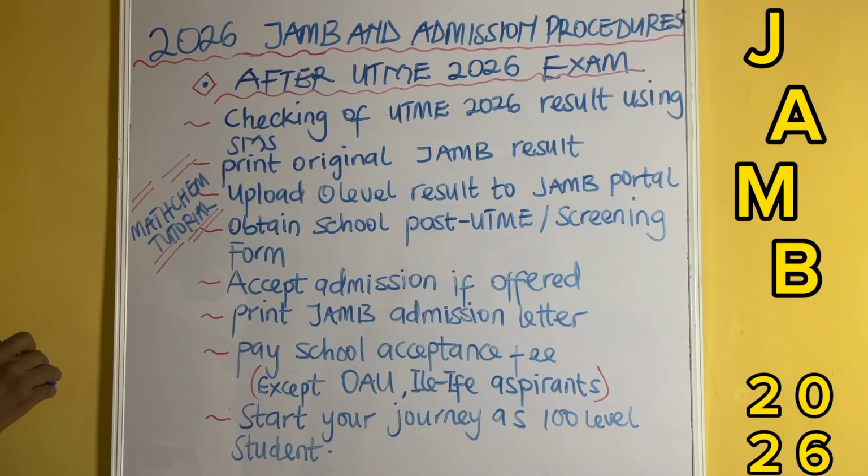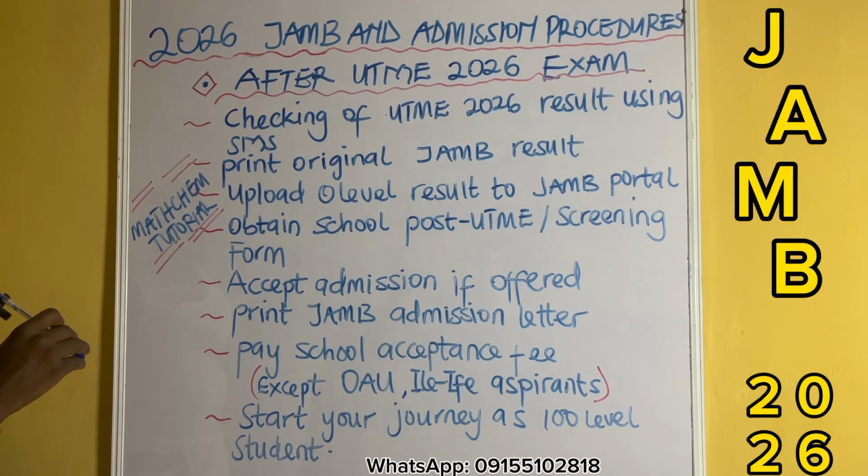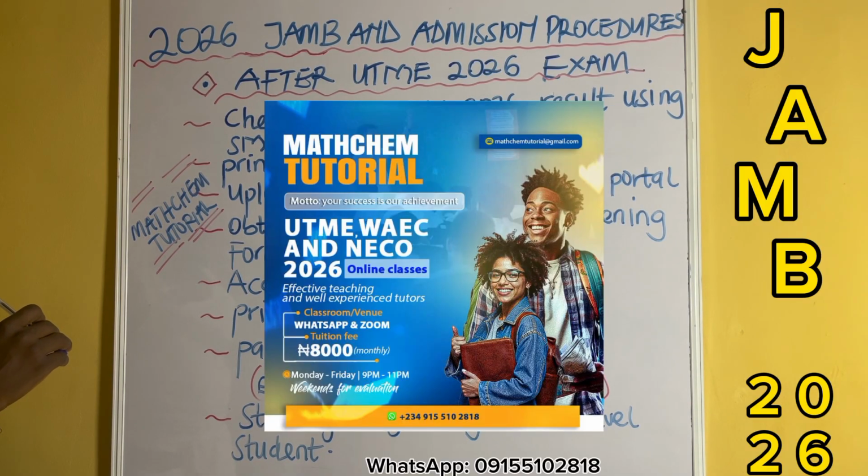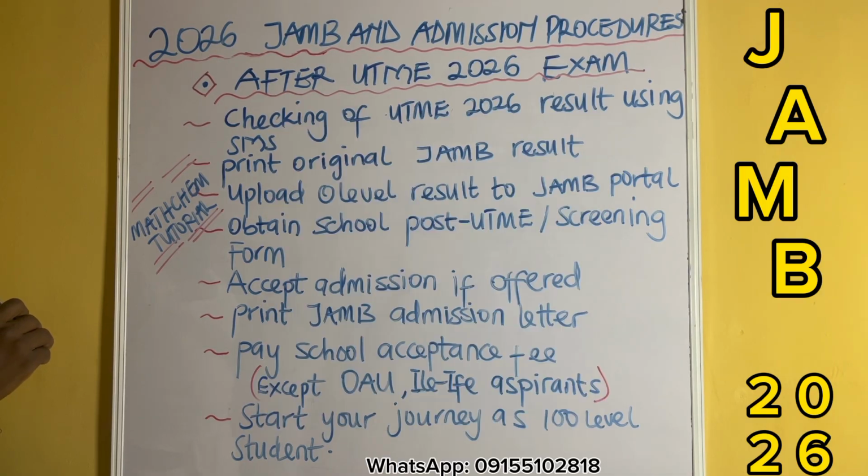After that, the third step is to upload your O-level results. When I'm talking about O-level, I'm referring to your WAEC, your NECO, your NABTEB, and even your A-level for those who are direct entry aspirants. So your A-level, such as JUPEB, IJMB, Cambridge, your ND, HND, and your BSc results, to your JAMB portal. This number 3 is a very important step that you must take note of. If you didn't do it, then forget about admission for the 2026 session. Forget about admission.